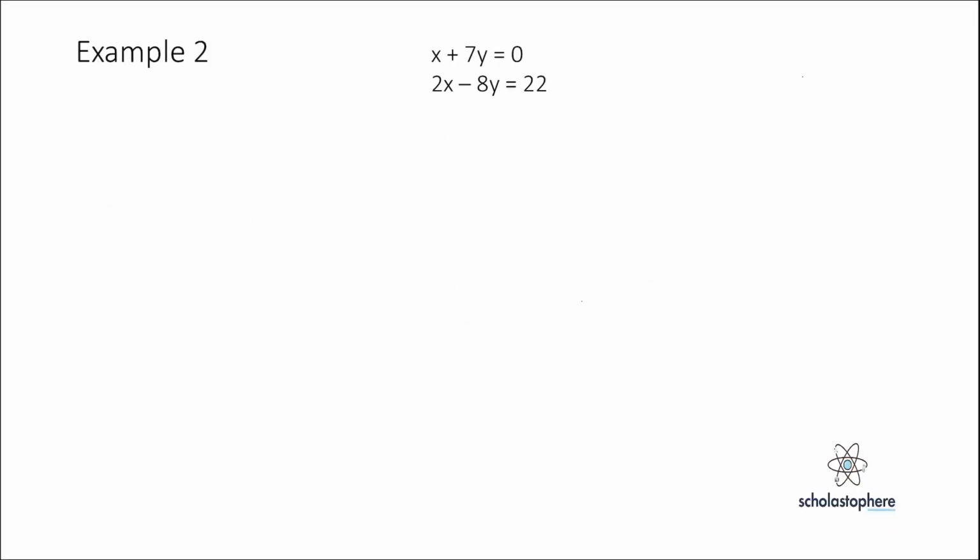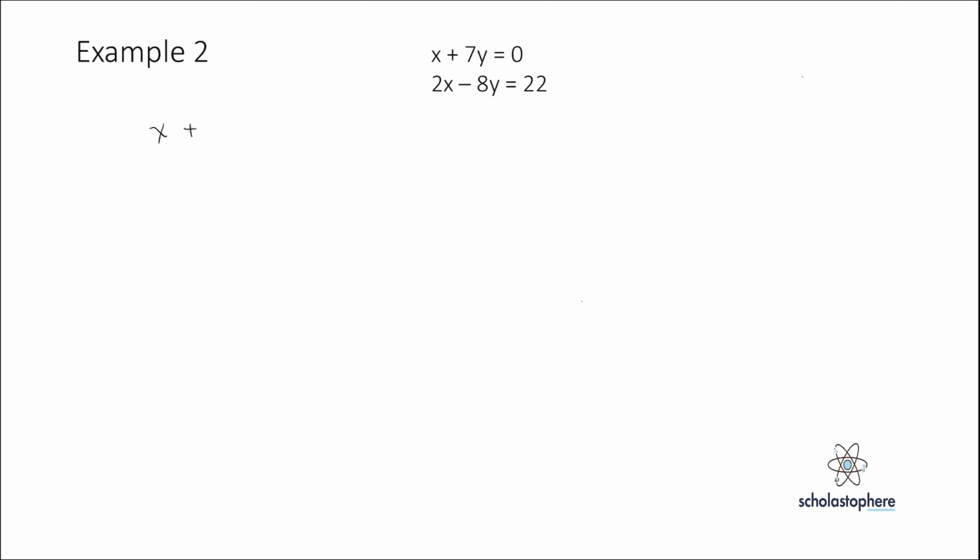We have example 2, x plus 7y equals 0, and 2x minus 8y equals 22. So it's not a clear indication of the value for what x is equal to or y. So we're going to have to do some manipulation to the equation so that we can solve for both variables. So let's take x plus 7y equals 0, and let's go ahead and solve for x.